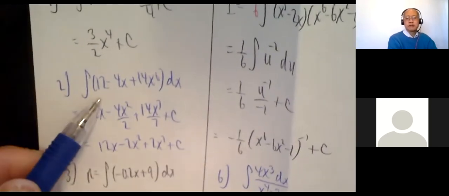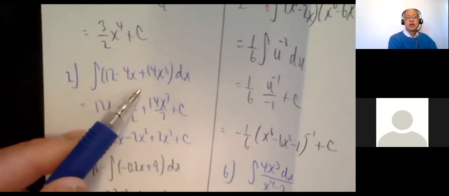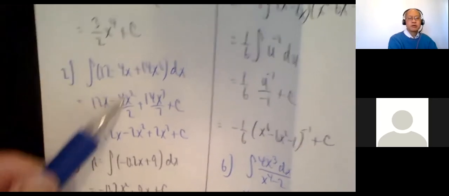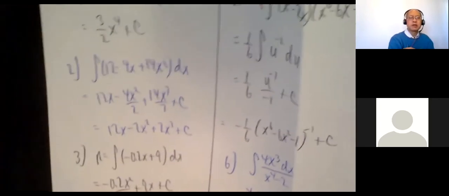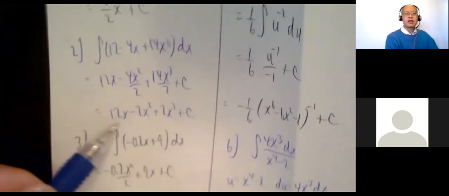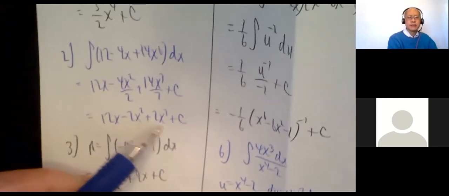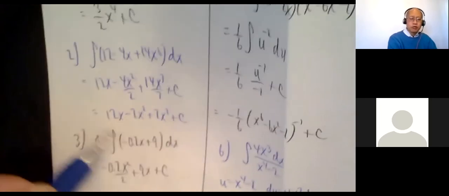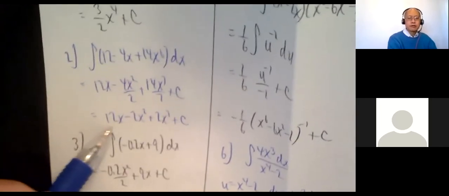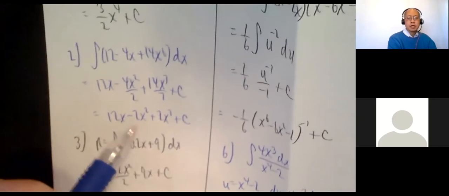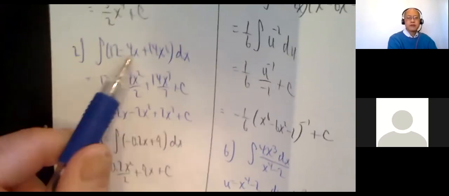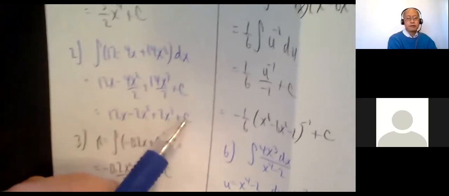Same thing for this. Integral of 12 minus 4x plus 14x to the 6th: 12x minus 4x squared over 2 plus 14x to the 7th over 7 plus c. Simplify: 12x minus 2x squared plus 2x to the 7th plus c. Okay. If you have time, double check your answer. What's the derivative of this? The derivative of 12x is 12. Yep. The derivative of negative 2x squared, negative 4x. Yep. The derivative of 2x to the 7th, 14x to the 6th. Yep. And the derivative of any constant is 0. So you know it works.